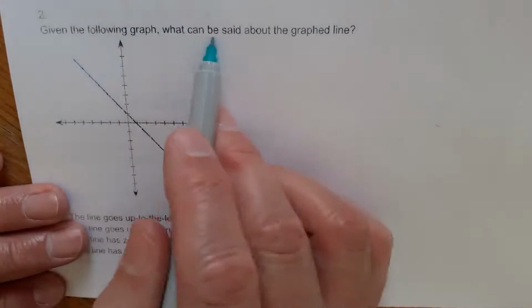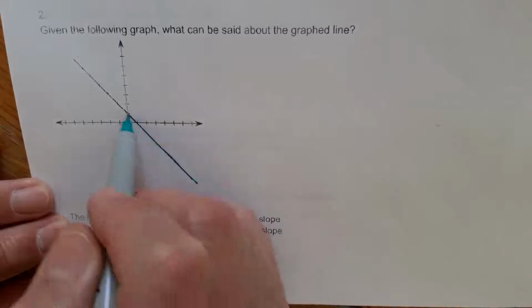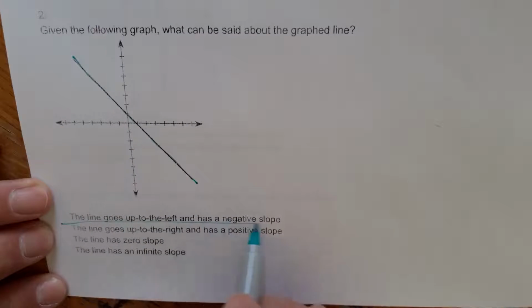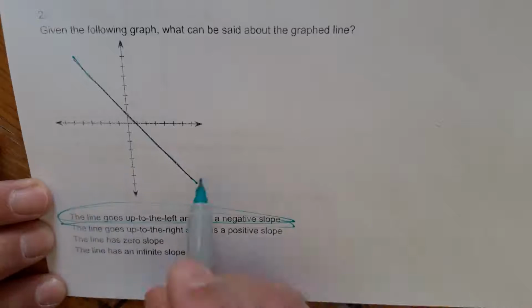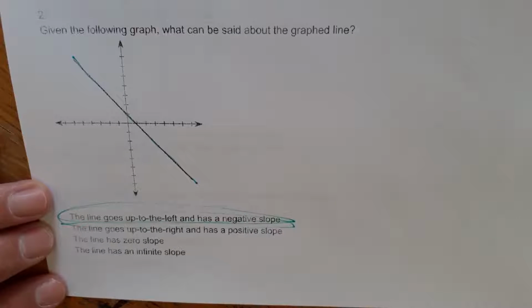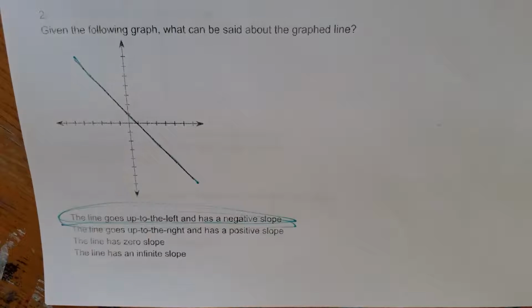So given the following graph, what can be said about the graph line? If it's up to the left like this, this is a negative slope. Right? So slope in general is the steepness of the graphed line. And depending on if it's up to the right, it's positive. If it's up to the left, it's negative. Right? So we can have a negative slope up to the left, positive slope up to the right.